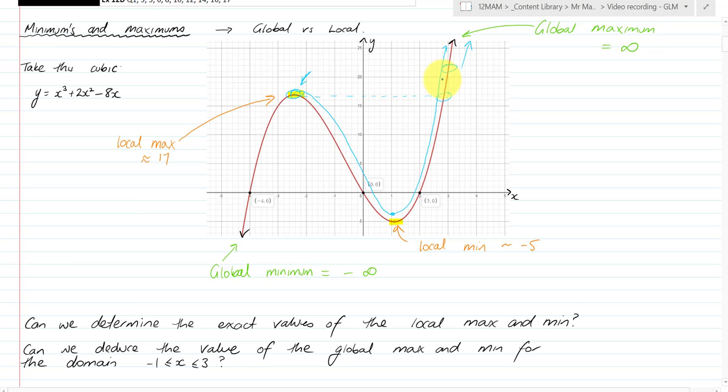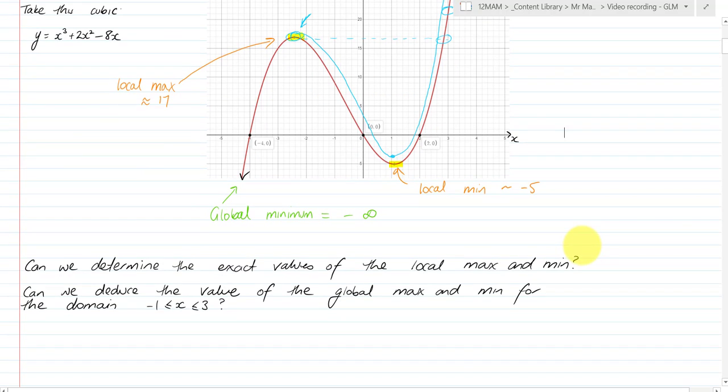That's why local maximums and global maximums, or local minimums and global minimums, are an important feature of considering the second derivative. So, can we determine the exact values of the local max and min? Yes, we can, because the locals will be either a value within a restricted domain, which I'll show you in a minute, or they'll be those maximum minimum stationary points. And we do that using calculus. First derivative equals 0 will give us a stationary point, because of course we can see here the gradient at those points is 0. Can we deduce the value of the global max and min for the domain -1 ≤ x ≤ 3? Let's have a look at that.